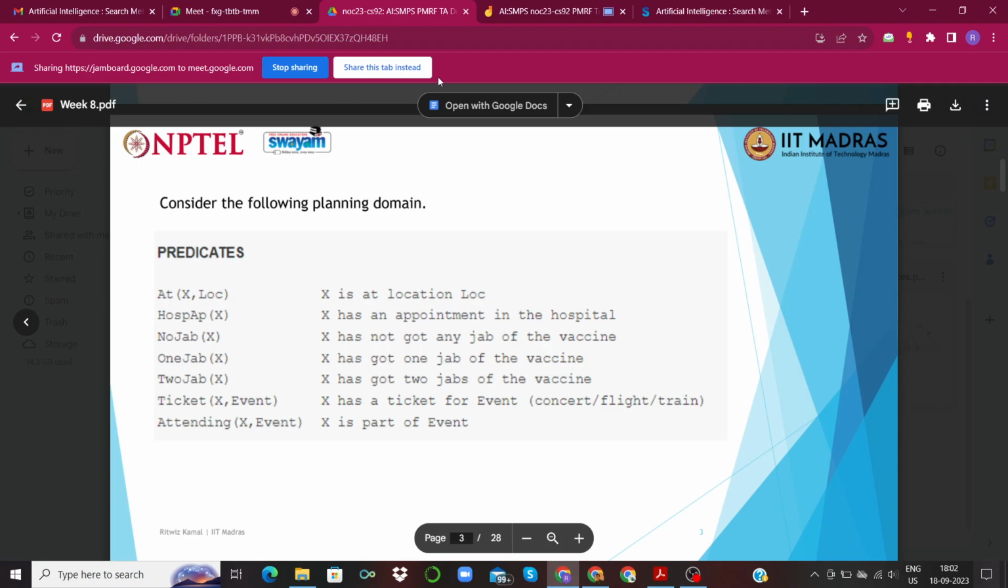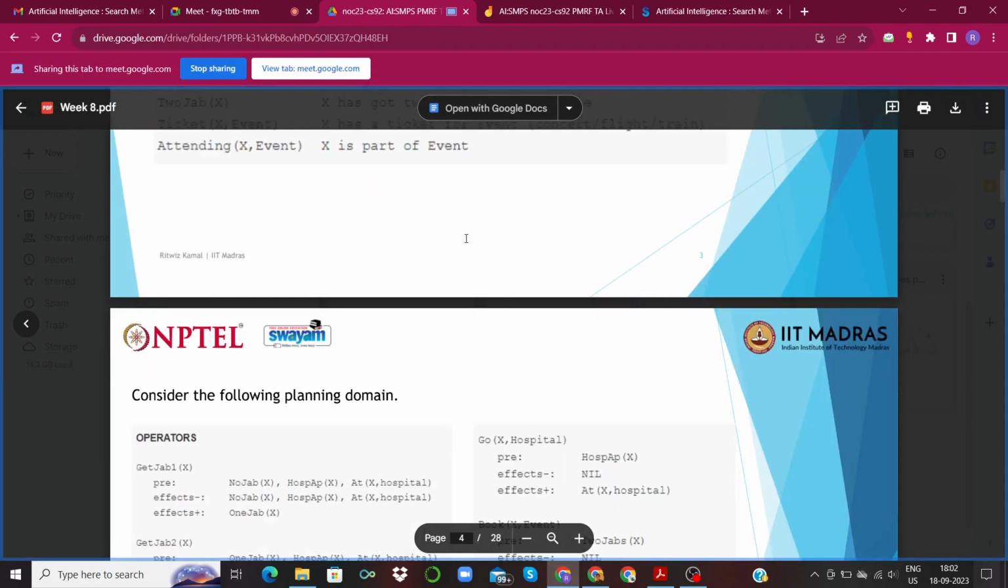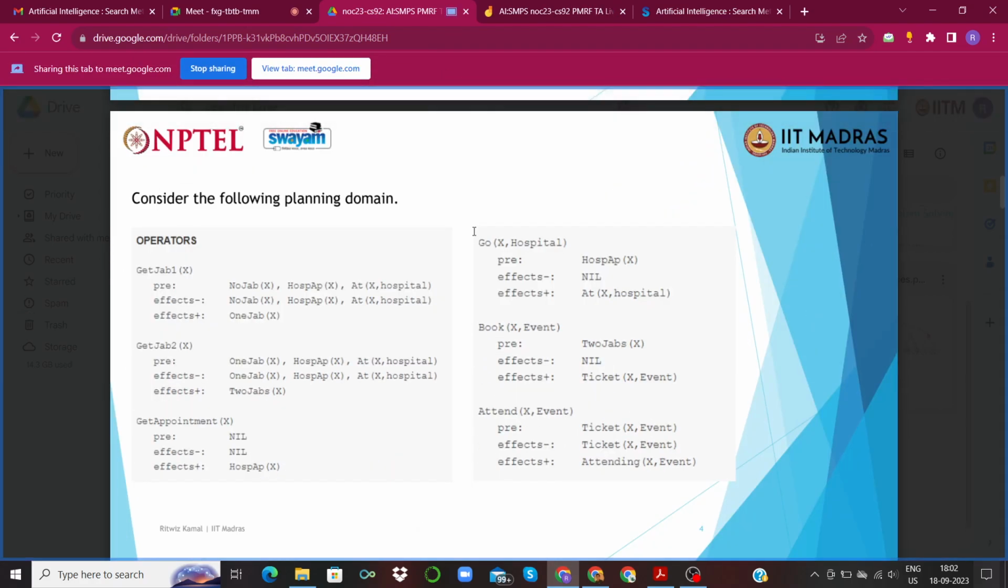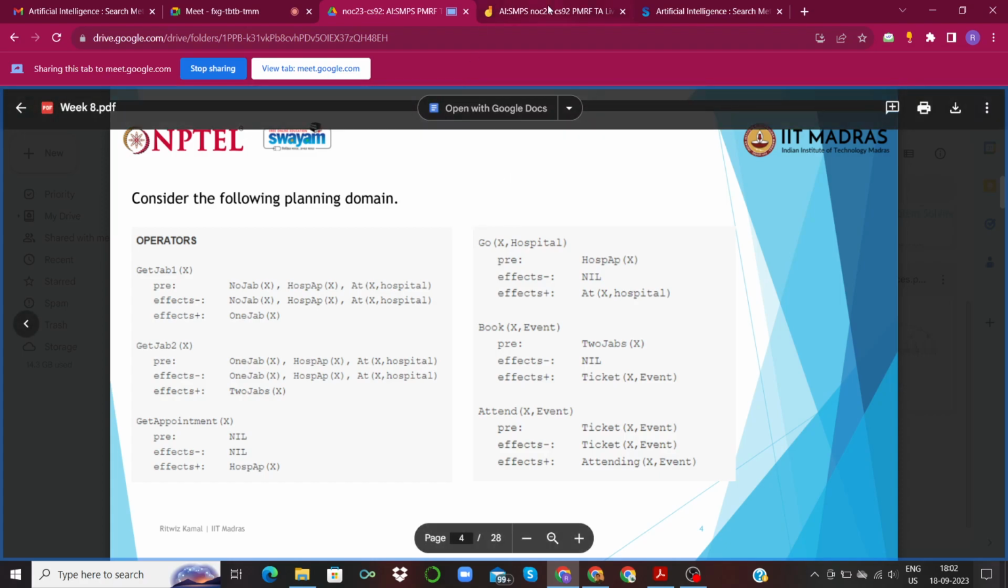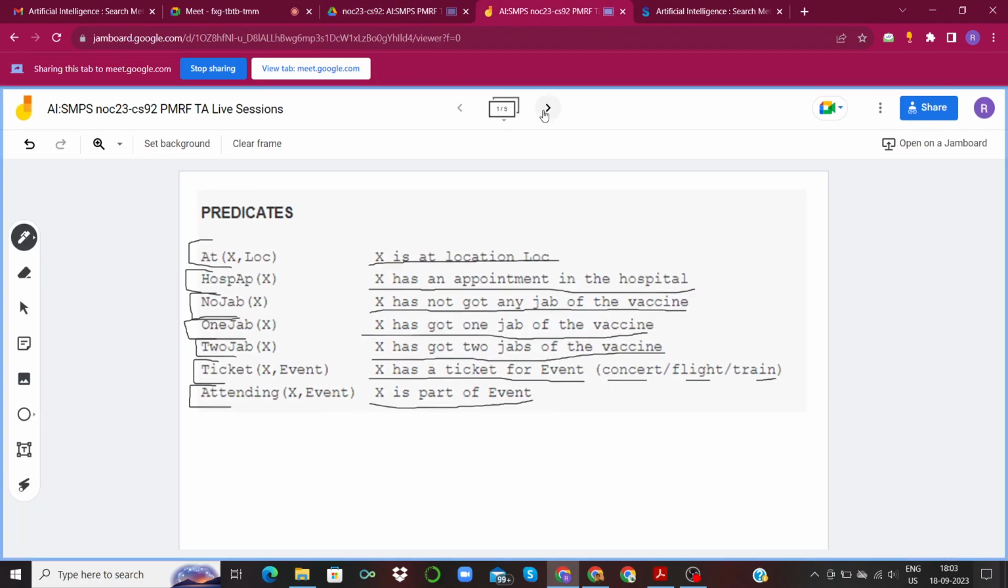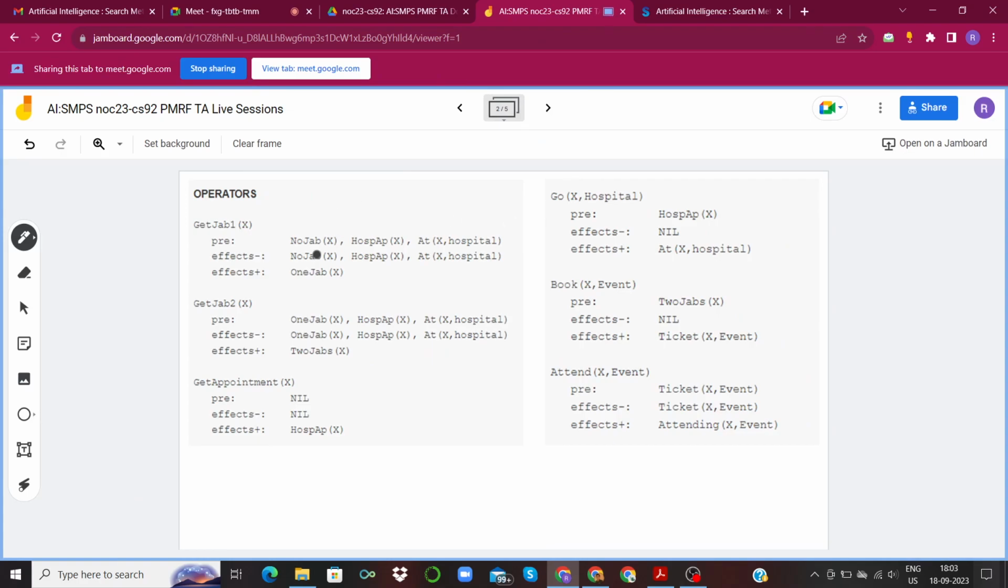Now let's move on to the operators. So we saw a couple of predicates. We are also going to deal with some operators that operate on these predicates. So let's have a look at those. Okay, so what these operators do is they have a name. For example, the first operator is called get jab 1, which basically implies that a person X will be receiving his or her first jab or first dose of vaccine.